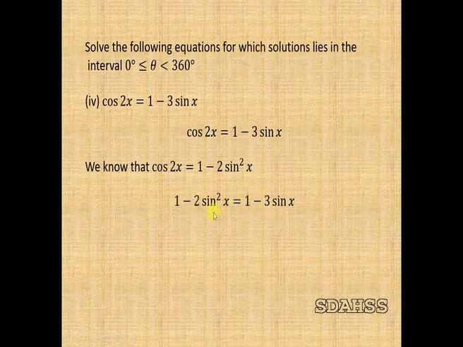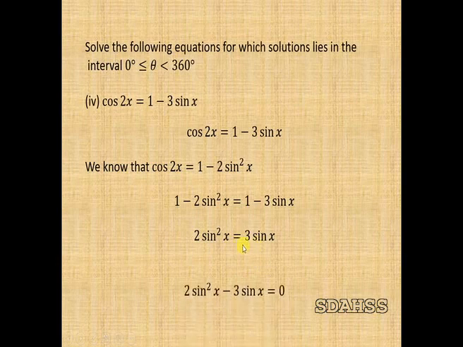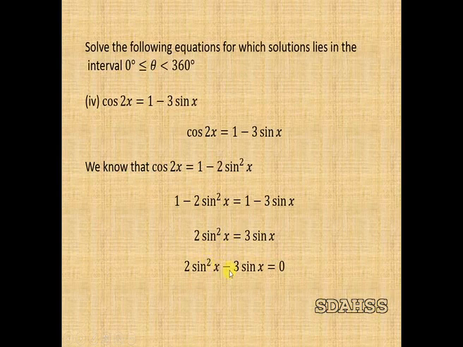1 cancel, minus minus also cancel. So you have 2 sin square x is equal to 3 sin x. You bring this 3 sin x other side, it becomes negative. So this becomes 2 sin square x minus 3 sin x is equal to 0. Now sin x is common, so take outside. So you have sin x into 2 sin x minus 3 is equal to 0.